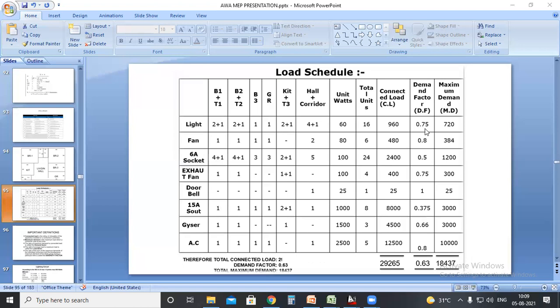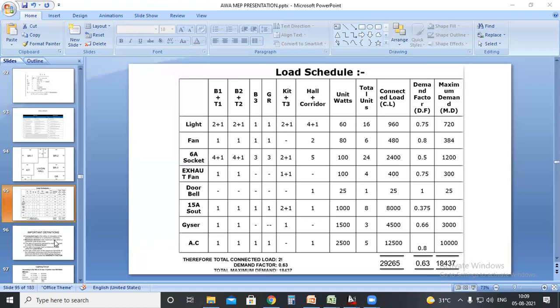In case of diversity factor, make sure that the diversity factor is between 1 and 2. You can't take a diversity factor greater than 2. Whenever you get the demand factor, you should multiply it with the total connected load. If you are assuming the diversity factor, you should divide the total connected load. In all cases, the maximum demand will be lesser than the connected load.